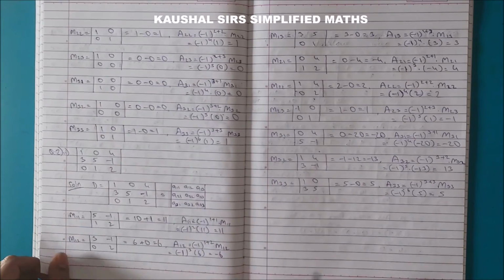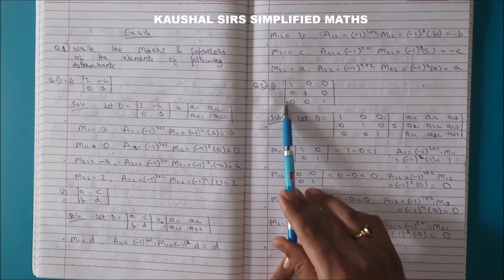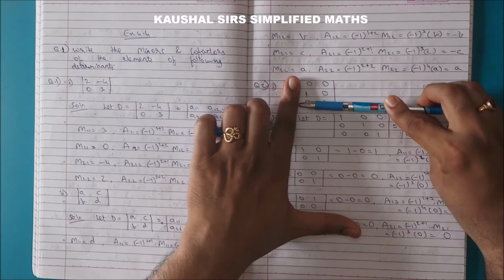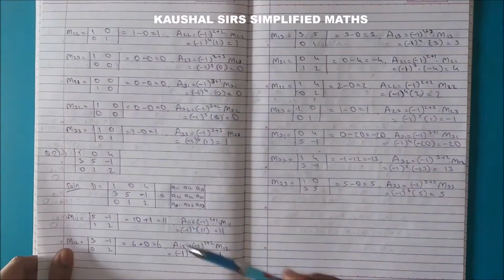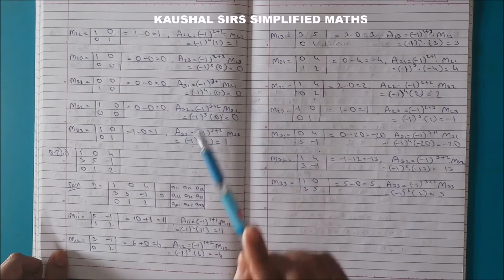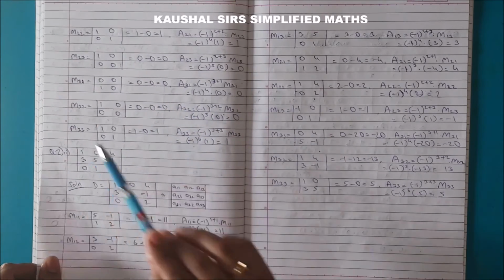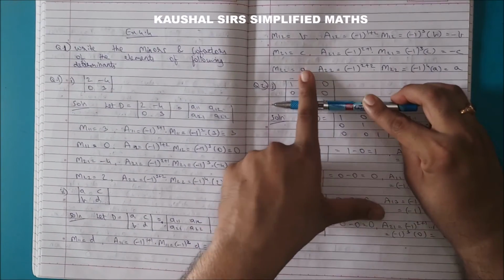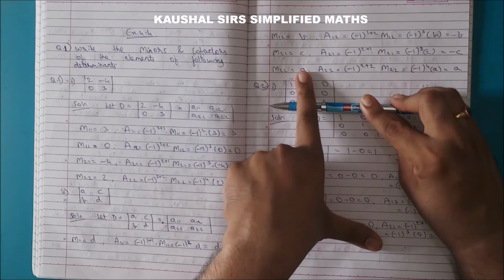Then go for M31, minor of the element A31. So cover the third row and the first column. तो ये 4 element का determinant मिलेगा हमको. Okay, so find the value, you get 0. Again A31 would be 0. Then go for M32, which is minor of the element A32. So cover the third row and the second column. So you get determinant of these 4 elements.